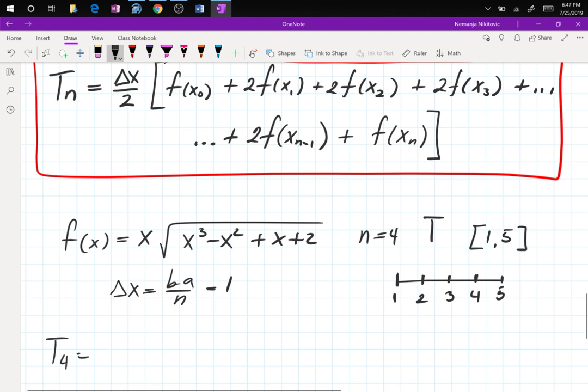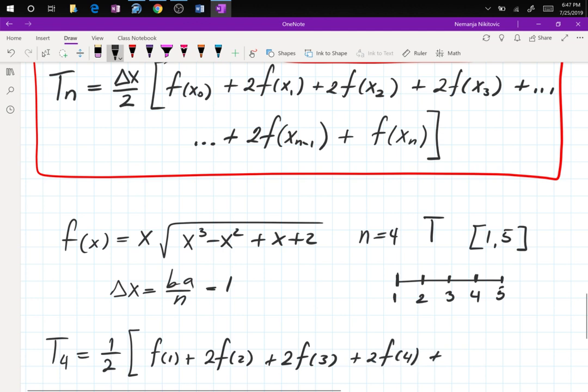So T4 is going to be 1 over 2. And now I have to calculate function at 1 plus 2 times function at 2 plus 2 times function at 3 plus 2 times function at 4, plus a single function at 5. The first and the last do not get times 2, because they participate in calculation only once.